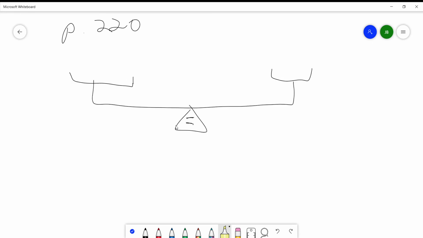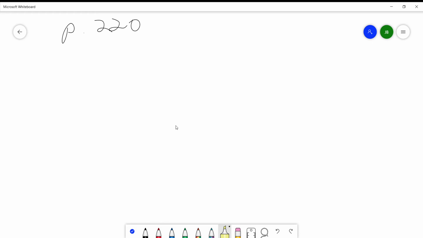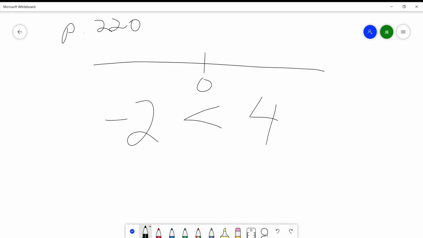What about this one? We'll go a little bit trickier. Let's say we have -2 and 4. Which one is greater? 4 is greater, because on a number line, if I have 0 over here, 4 is going to live over here and -2 is going to live over there. Whichever number is further to the right on a number line is always greater. As I go to the right, the numbers get greater. As I go to the left, the numbers get smaller.